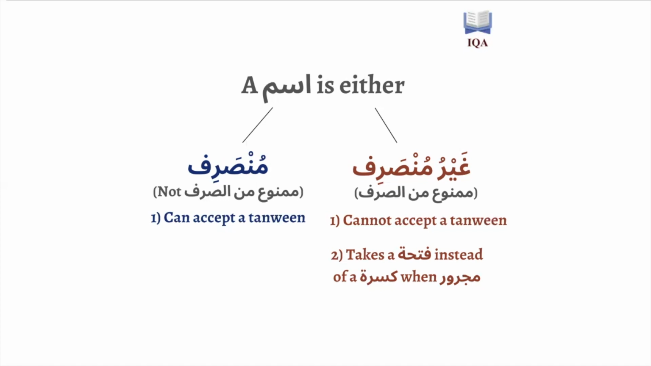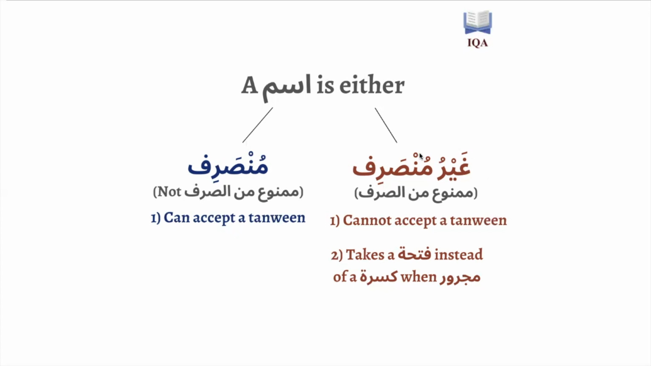So any noun in the Arabic language can either be munsarif or ghayr munsarif. Munsarif are nouns that are not mamnu' min as-sarf, meaning that they can accept a tanween. Muhammadun, Muhammadan, Baytun, Kitabun, Masjidun. Most nouns in the Arabic language are munsarif, meaning that they are not mamnu' min as-sarf, they're not prevented from the tanween, i.e. they can accept the tanween.